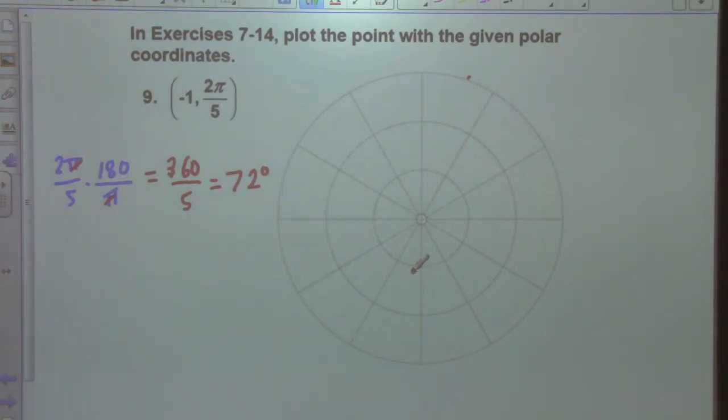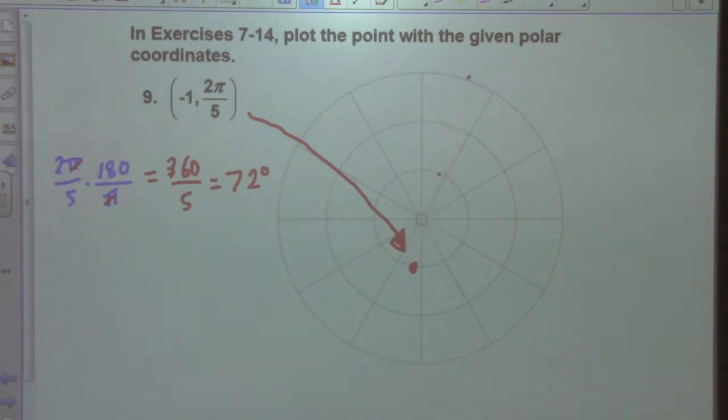Was it -1? Yeah, -1. So about right here is where that is going to be. So the negative sign doesn't really matter? Yeah, it really does, because if it's not -1, if it's +1, it would be up here. But -1 is the other direction.